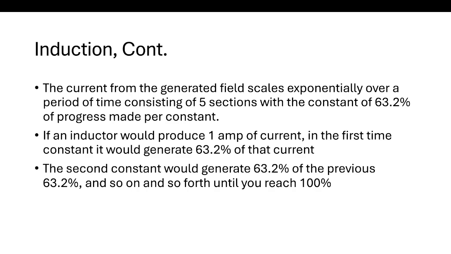So, if an inductor produces 1 amp of current in the first time constant, it would generate 63.2% of that current. The second time constant would be the 63.2% plus 63.2% of the remaining current to be generated, essentially.